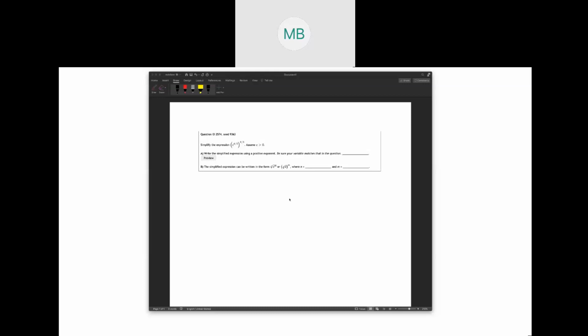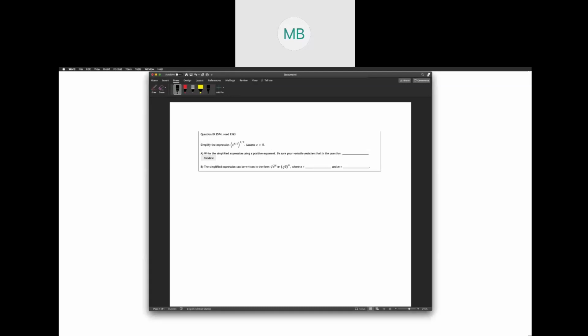So in this problem, we have c to the 4/5 to the 2/3. Assuming that c is greater than 0, we want to write a simplified expression using positive exponents. Be sure your variable matches that in the question. So we're looking at the variable c.